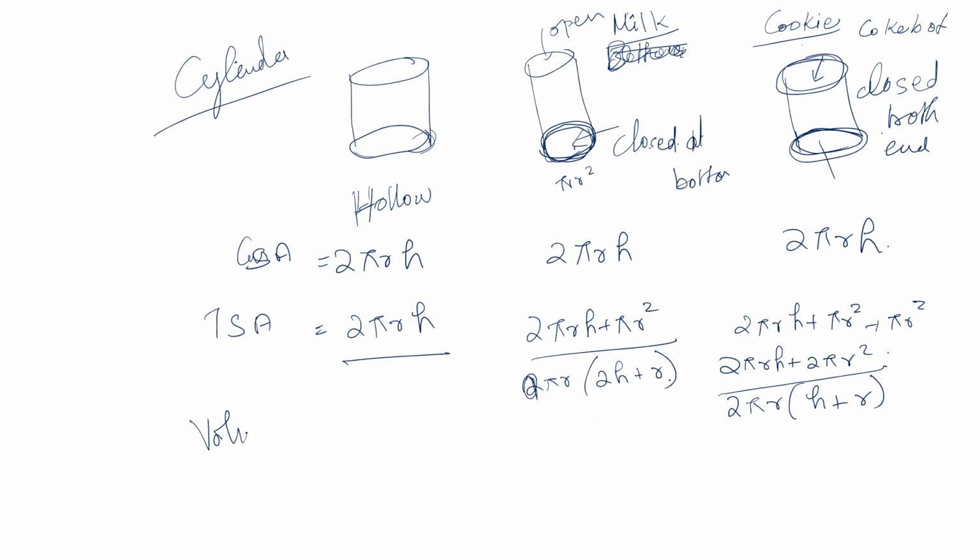So what about the volume? Volume is pi r square h. Volume is the total inside value, that is the container, no? So how much it can contain, that is the volume. So volume is area of base into height. What is the area of the base? Pi r square, because it is a circle. What is the height? Suppose we take height as h of this cylinder, then pi r square into h, that is the volume. Volume is going to remain the same.